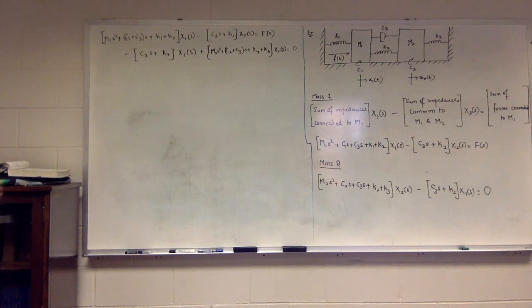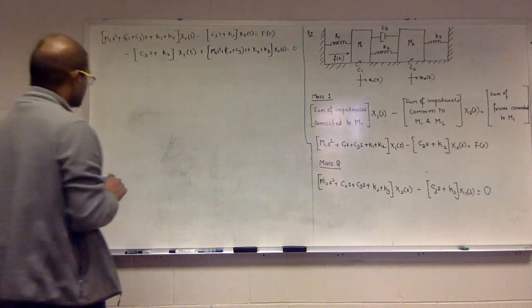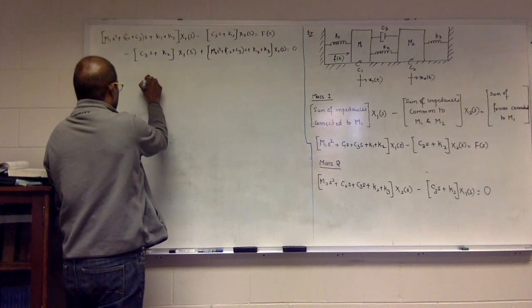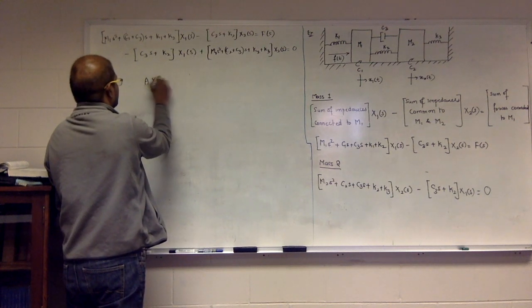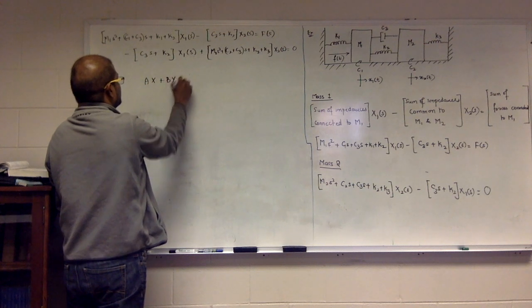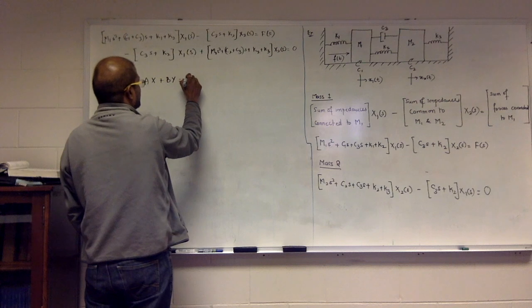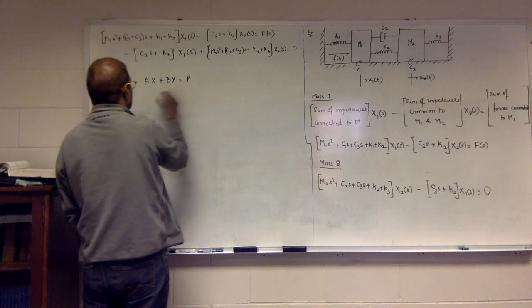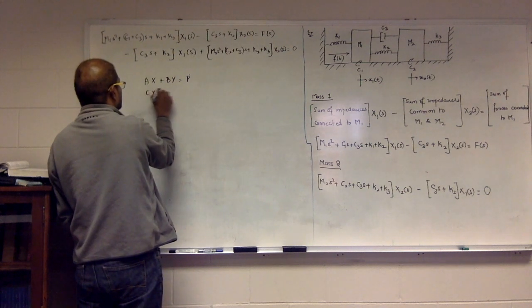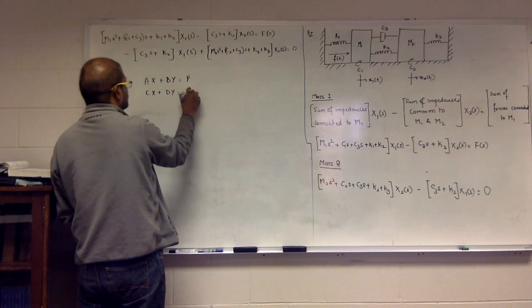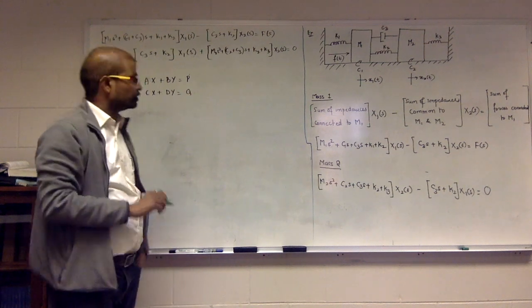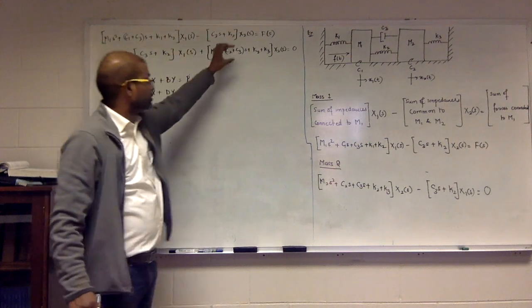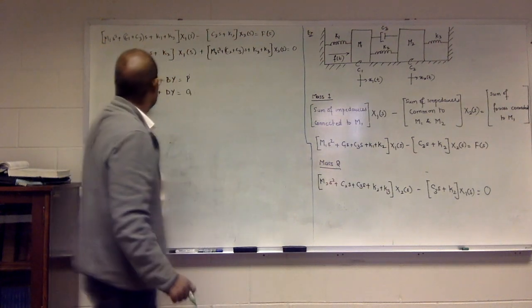You see, this is a system of equations, right? You see this as a system of equations? Yes. You have to look at this in terms of ax plus by is equal to, call this p, and cx plus dy equal to q. You see this? This is x. This is y. A is this quantity.